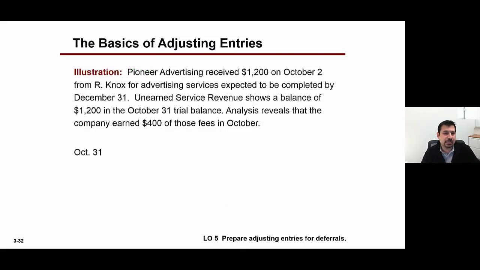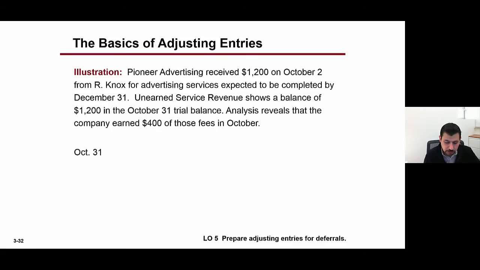So let's look at this example. Pioneer Advertising received $1,200 on October 2nd from Arnox for advertising services expected to be completed by December 31st. Unearned service revenue shows a balance of $1,200 in the October 31st trial balance. Analysis reveals that the company earned $400 of those fees in October.